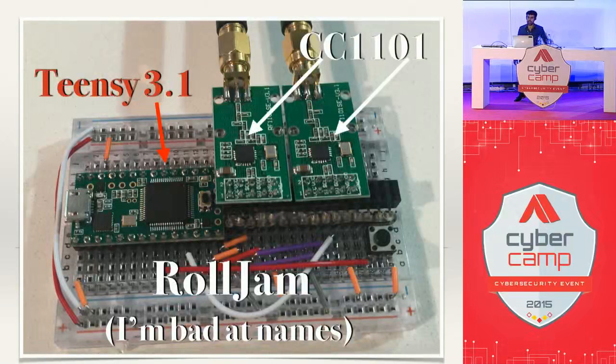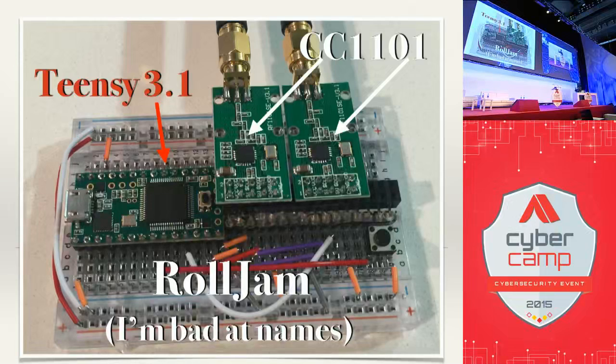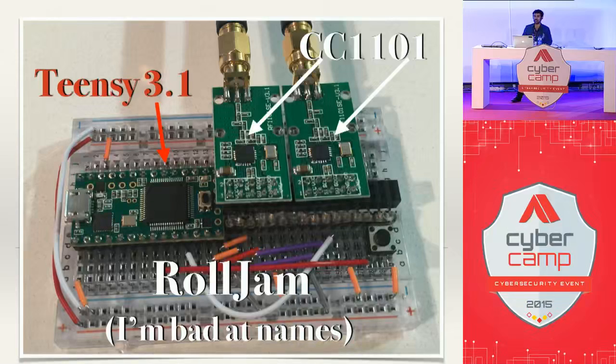Here's a very basic example: a tool I created called RollCham, and it uses a TNC 3.1 and two CC1101 sub-gigahertz transceivers. It's about $30 to build. One of the transceivers is jamming, and it only jams once it starts detecting a user unlocking their car. So it's not constantly jamming. It literally jams for milliseconds at a time. And then the other receiver, the CC1101, is also receiving to listen to the actual code while it's simultaneously jamming, preventing the car from working.